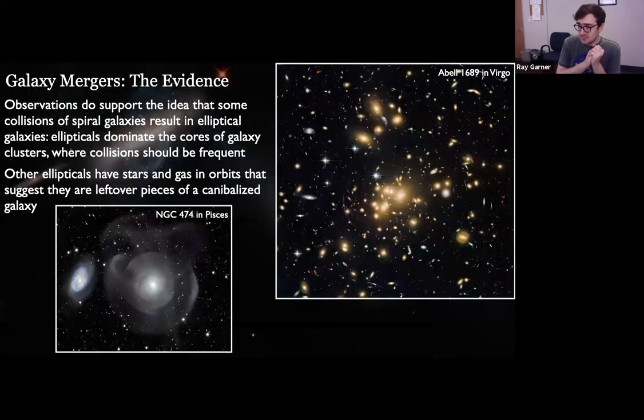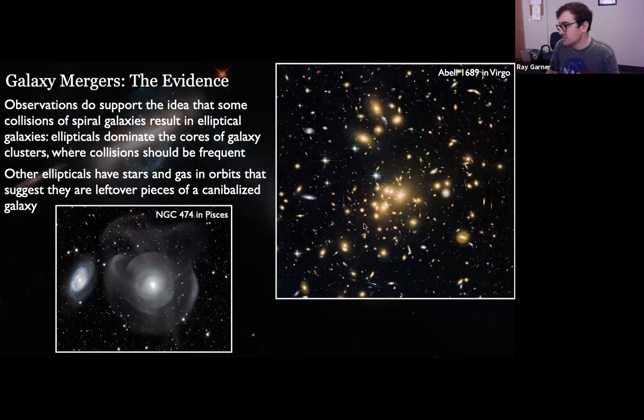So we've got these models, we've got these simulations, we're going to look at snapshots, but what's the evidence? So there's plenty of observations that do support the idea that some elliptical galaxies do result from the collisions of spirals, because elliptical galaxies dominate the cores of galaxy clusters, where collisions should be the most frequent, just because of the density of galaxies. You see here, this galaxy cluster Abell 1689.